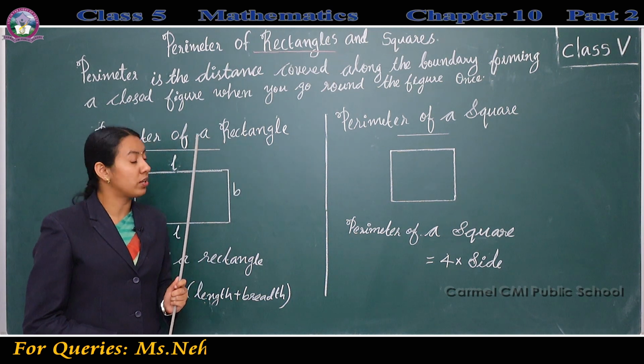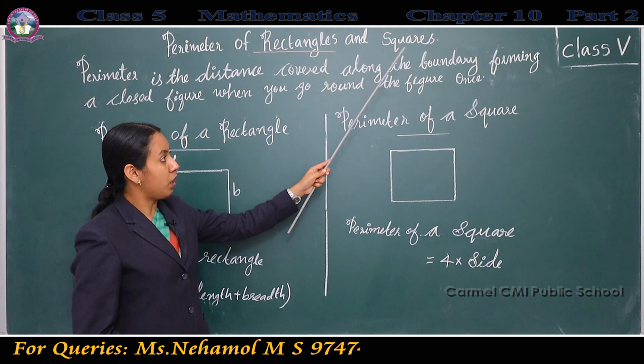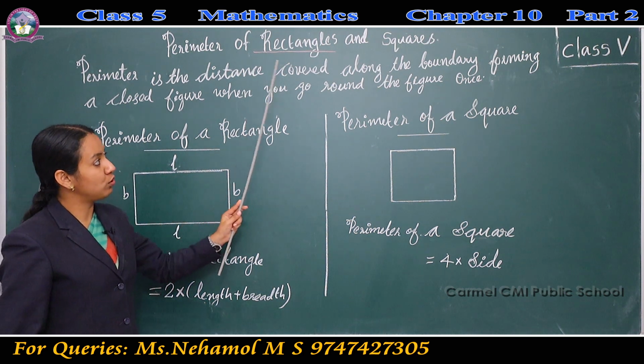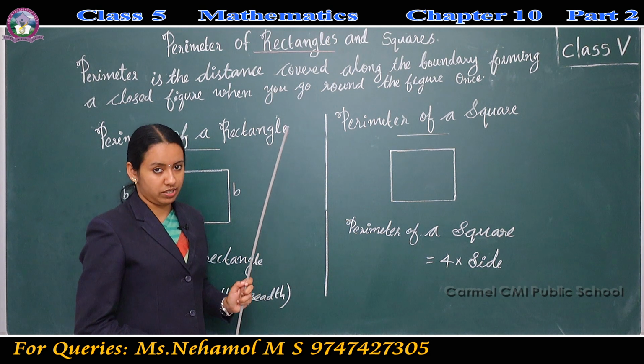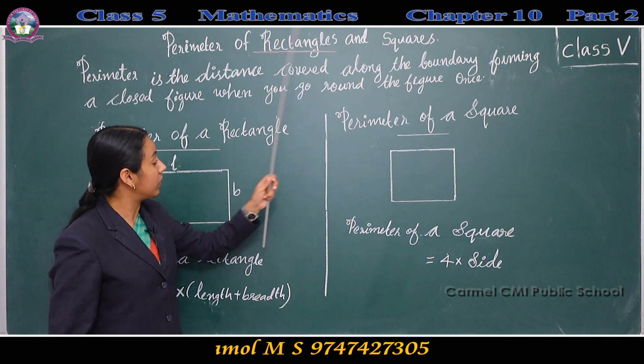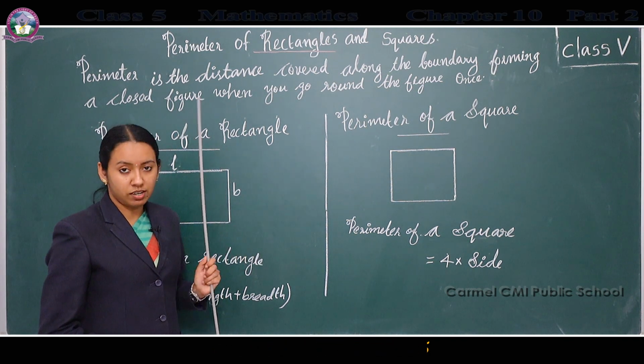What do you mean by perimeter? Perimeter is the distance covered along the boundary forming a closed figure when you go around the figure once.